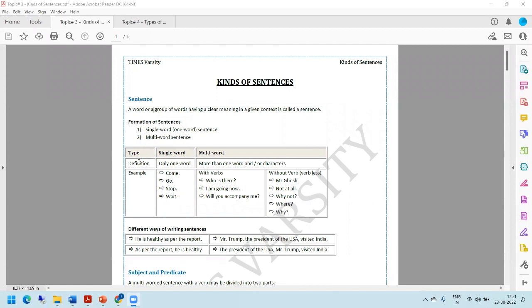Now look at the formation of sentence, like the definition. Here, single word sentence and multi-word sentence.